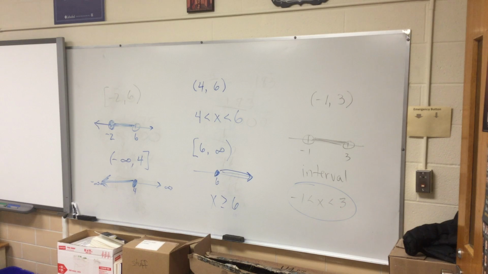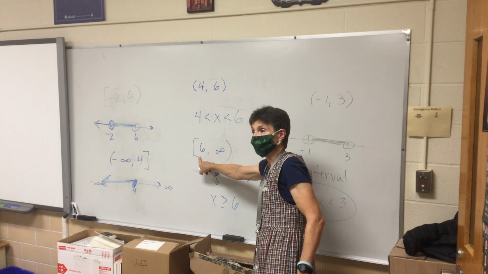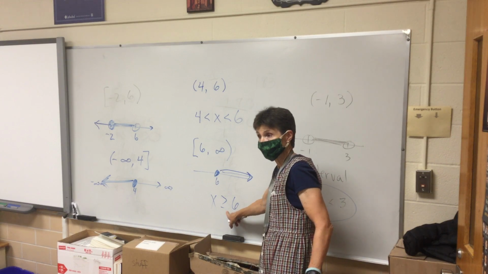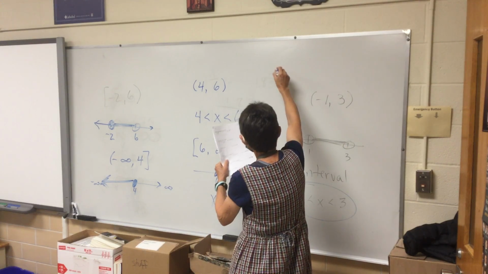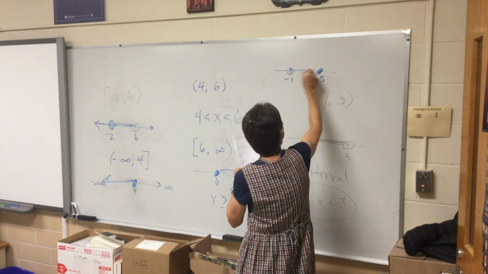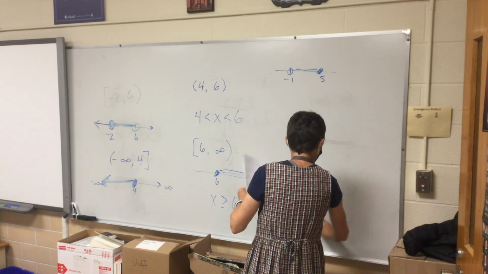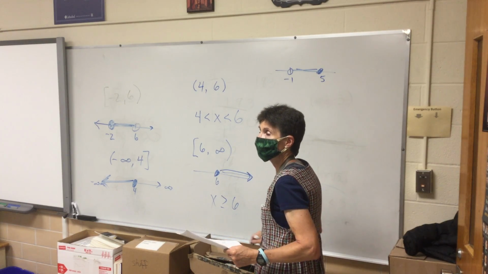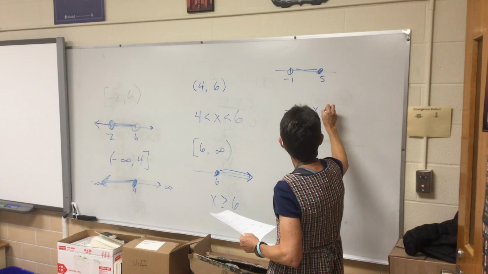Yes, ma'am? Why would it be greater than or equal to? Because this is a bracket. And whenever you have a bracket, it's going to be an or equal to. All right, what's this one look like? This is a picture. What inequality is that going to be? Any idea? Negative 1 is less than x less than 5.